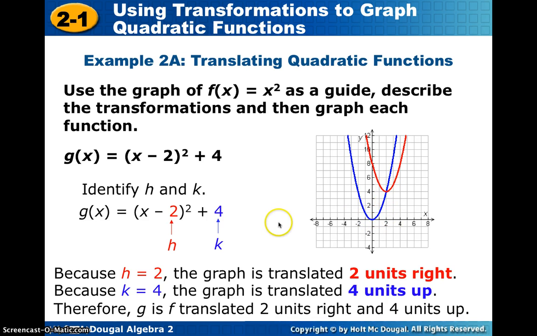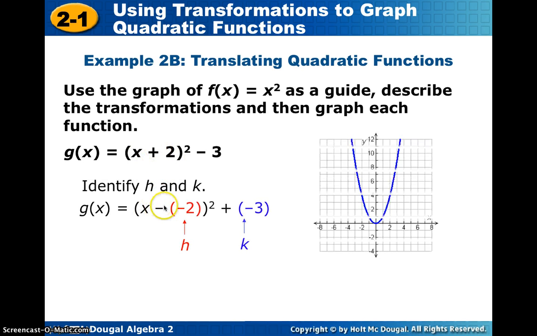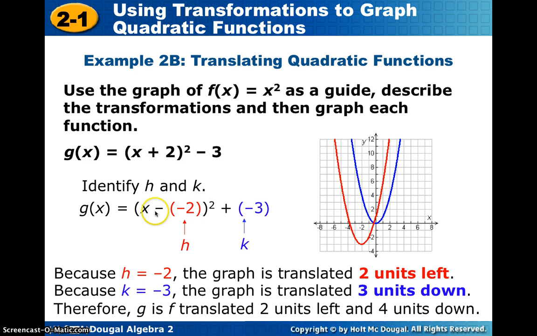All right, how about this one? Now this one has a plus inside here with the 2, so I'm expecting it to move in the opposite direction. I can rewrite this plus as minus a negative, so that you can see that the negative is part of the formula, and I would have a negative 2 in here, because a negative times a negative would work backwards to give me that positive. So my h this time is actually negative 2. And then I have a minus 3. So this time we're moving to the left 2, and then we're going to move down 3. So the new vertex is at (negative 2, negative 3).